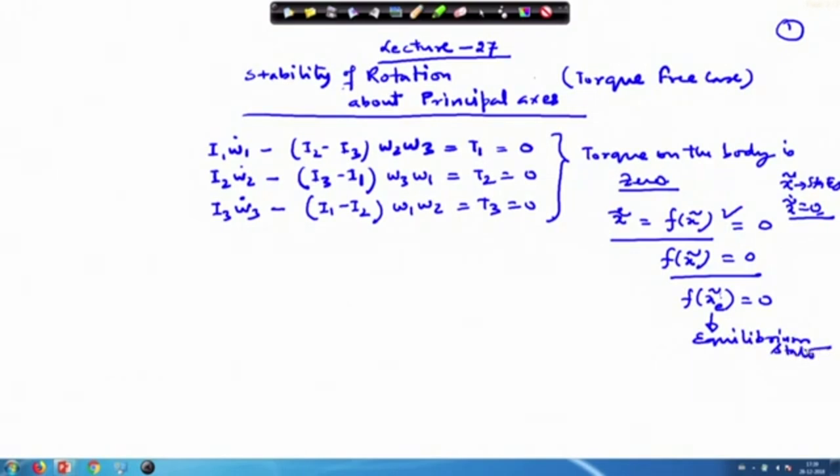So, in this case, if we look into this equation, it is already the torque free case. When the equilibrium solution exists, obviously you need to set omega 1 dot equal to 0. Once you set it to 0, we need to solve it for this part. So, this implies either omega 2 equal to 0 and omega 3 equal to 0.